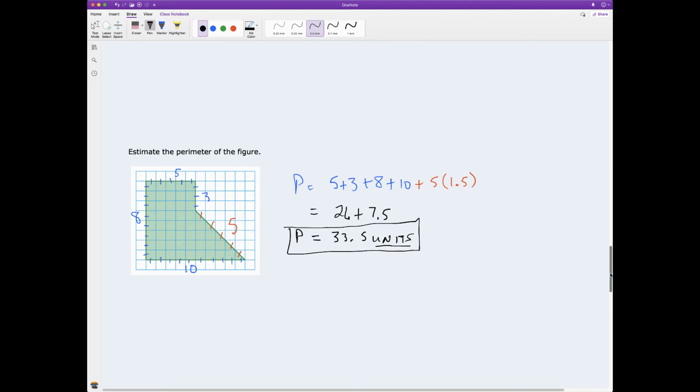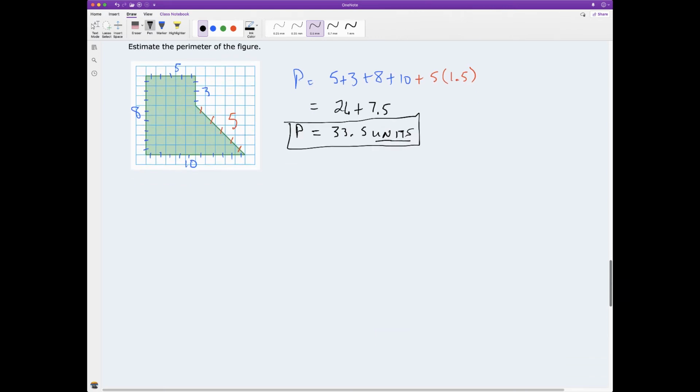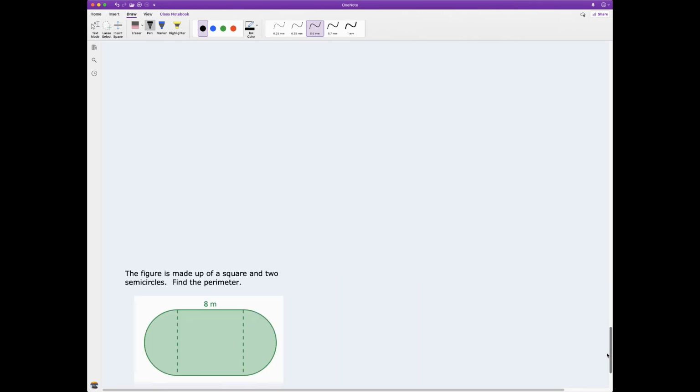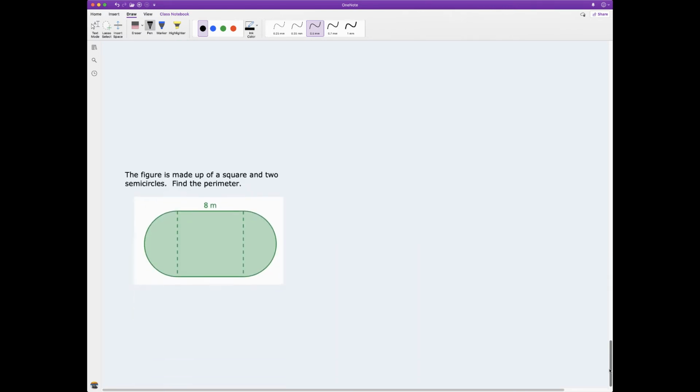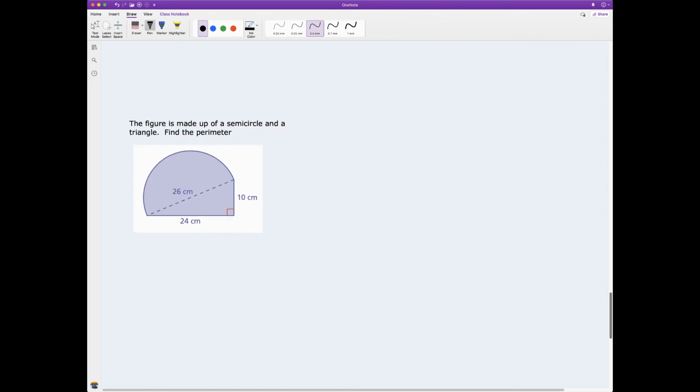Okay, you'll have a couple of those in your online assignment. All right, now let's try to find the perimeter of this figure.